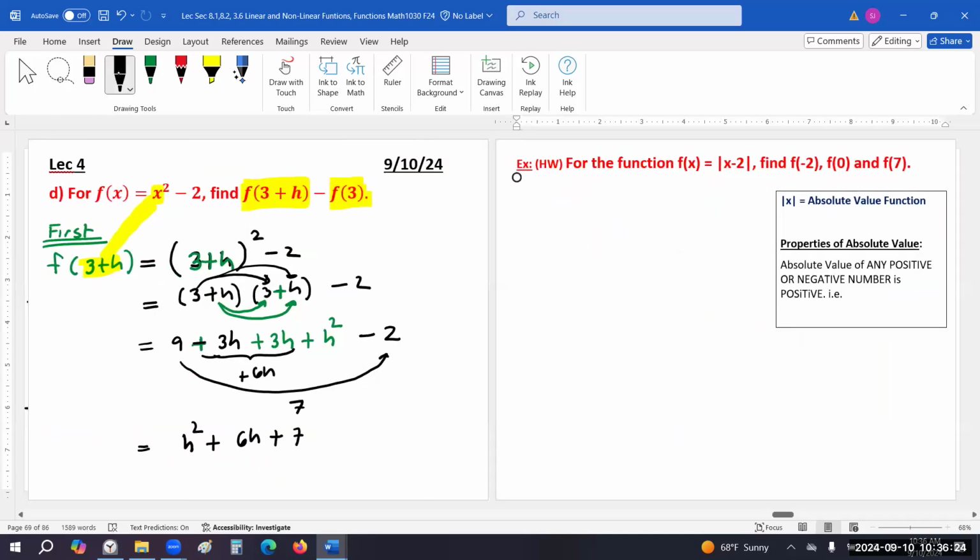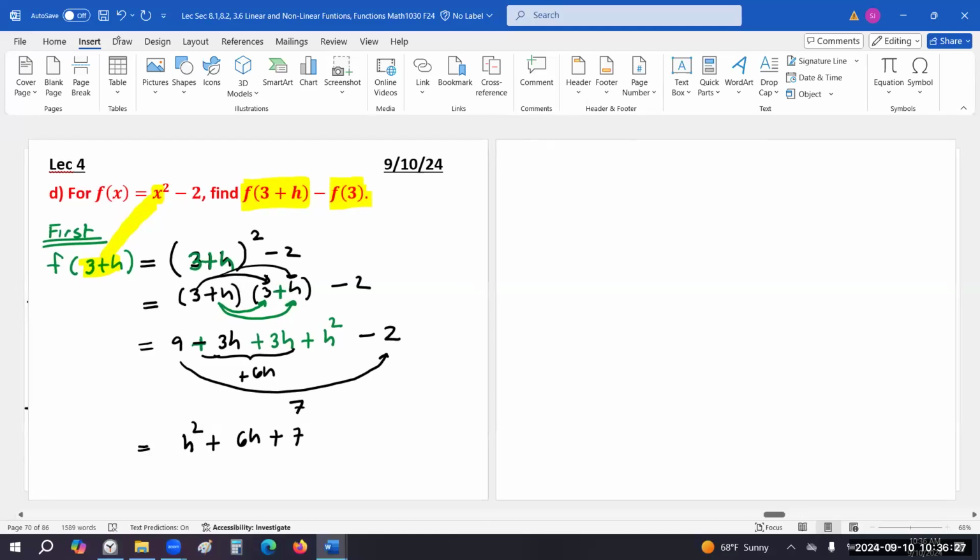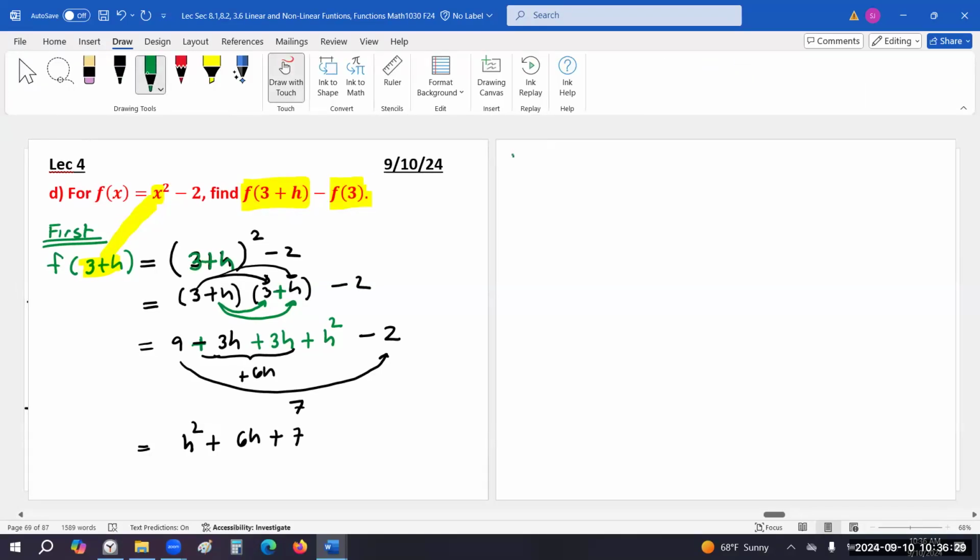Now you're going to find f of 3. That means we're just going to replace x with 3 in the function. So our function says x squared minus 2. But instead of x, what are you going to write? 3. And it's just numbers. What is 3 squared? 9. 9 minus 2 is 7.